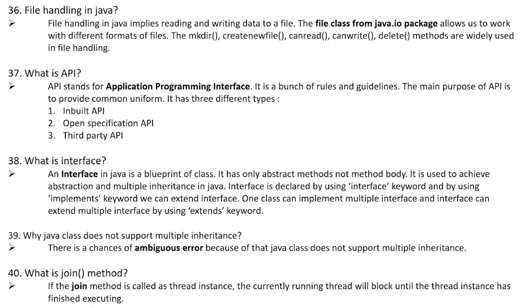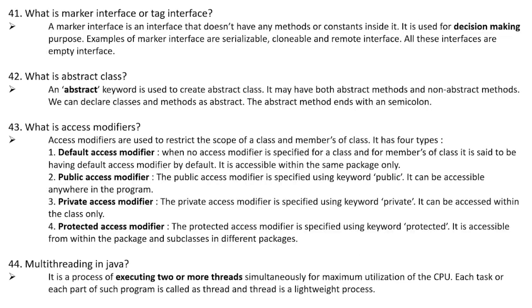39. Why does a Java class not support multiple inheritance? There is a chance of an ambiguity error, because of that Java classes do not support multiple inheritance. 40. What is the join method? If the join method is called on a thread instance, the currently running thread will block until the thread instance has finished executing.